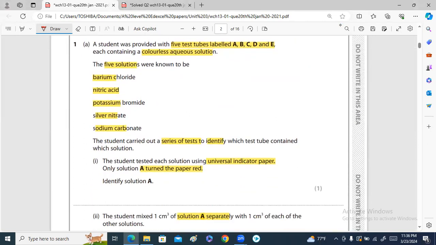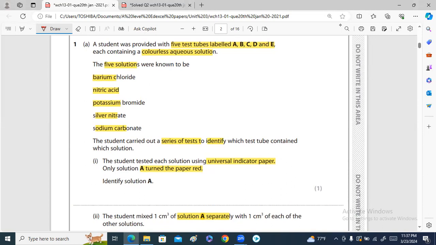A student was provided with 5 test tubes labeled A, B, C, D, and E, each containing a colorless aqueous solution. So these are the 5 different solutions. They were placed in the 5 different test tubes. The student carried out a series of tests to identify which test tube contained which solution. So he's going to identify the nature of the solution by using different tests.